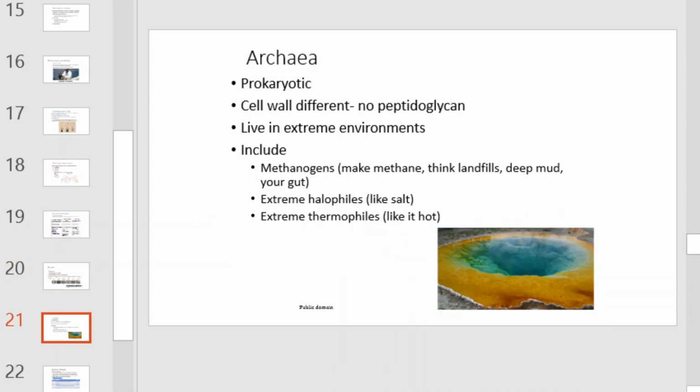The archaea are also prokaryotic. They, however, have a cell wall that is different than the bacteria. They lack peptidoglycan. They tend to live in extreme environments and include the methanogens, extreme halophiles, and extreme thermophiles. Most archaea can only be found in incredibly harsh environments.